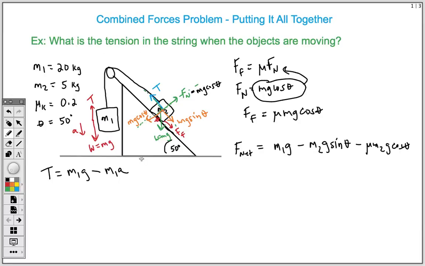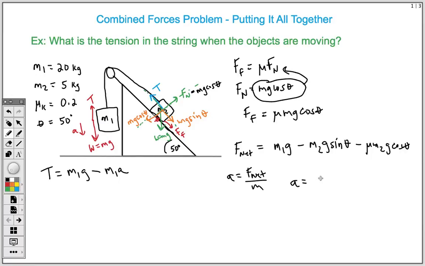To solve for this tension, though, we need to know what is going to be the acceleration of these blocks. How are we going to solve for the acceleration? Well, we have our net force. We just need to divide this net force by the combined mass, right? a is equal to F net, the net force divided by the mass. So let's take all of this and divide it by the masses.